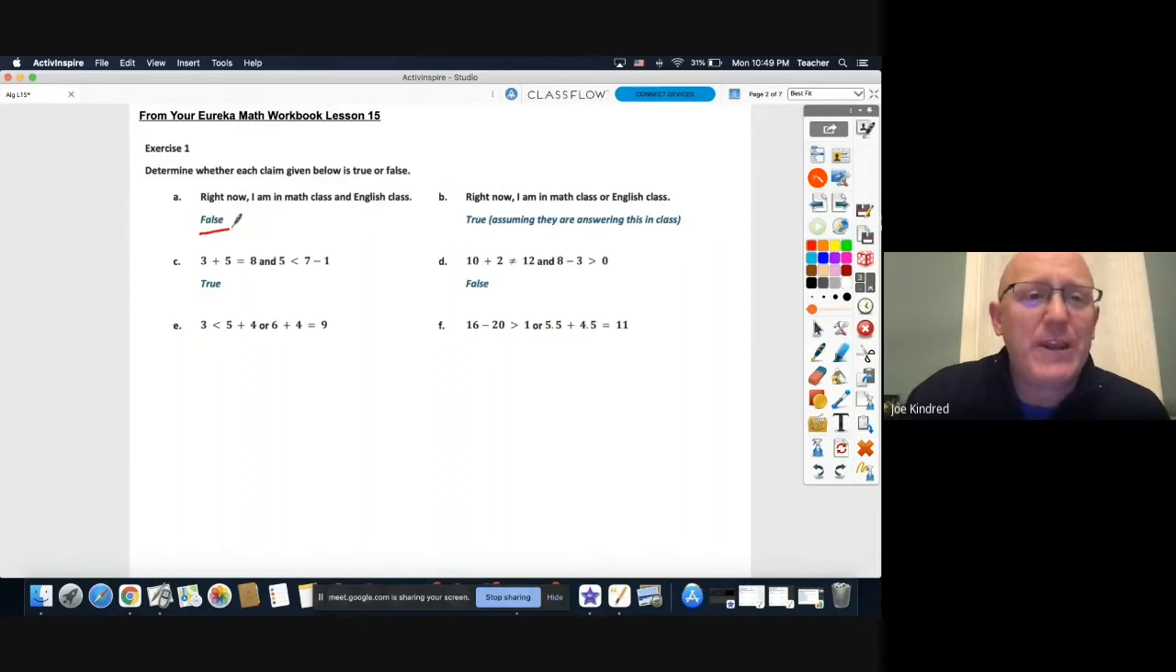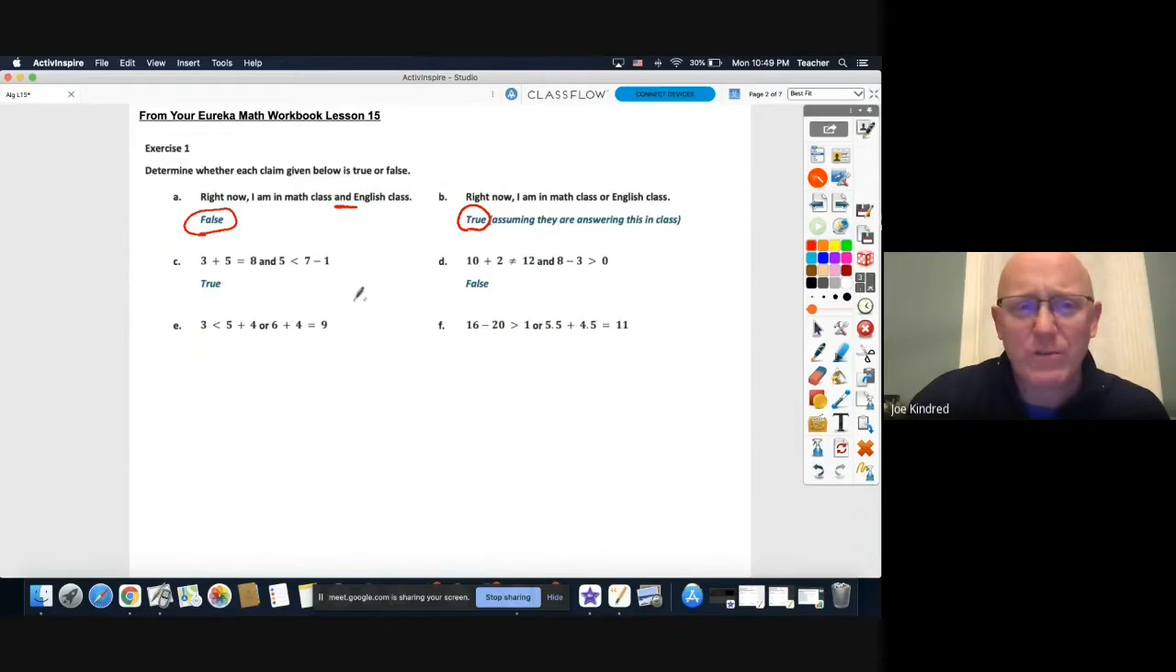So determine whether each claim is true or false. Right now, I am in math class and English class. Well, we know that to be false because you can't be in both. Okay, because you can't be in both. So the word "and" here is not possible. B, right now I am in math class or I'm in English class. That's true. So we would say that's true, assuming that you're in this class, in one of the classes.